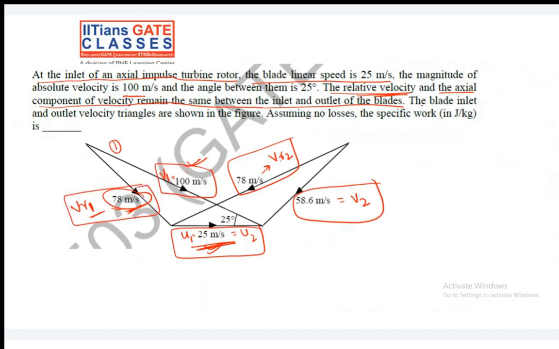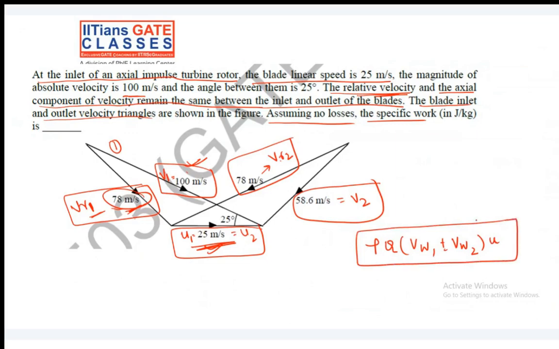It says that the blade inlet and outlet velocity triangles are shown. So assuming no losses, it says that the specific work in joule per kg. Specific work in joule per kg. So how did we find out it? That rho times Q into (Vw1 plus or minus Vw2) into U. Yes, this is how we will do it.